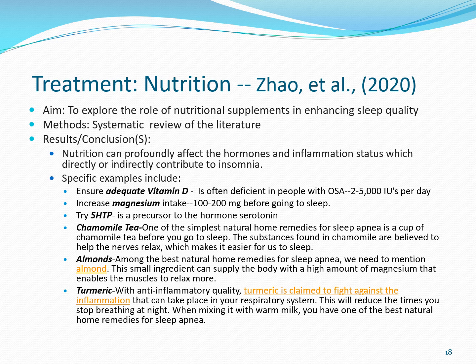Almonds. I'm a huge fan of almonds. I really absolutely love them, and they're among the best natural home remedies for sleep. It's really more for sleep disorders overall. This small ingredient can supply the body with a high amount of magnesium that enables the muscles to relax more.